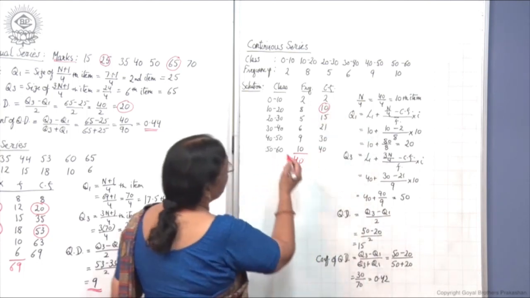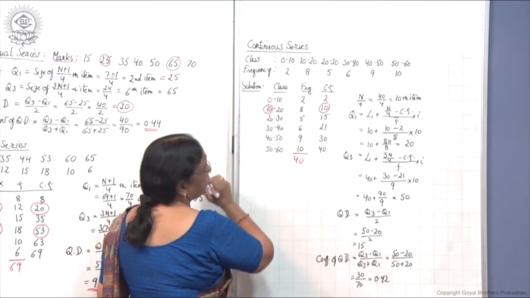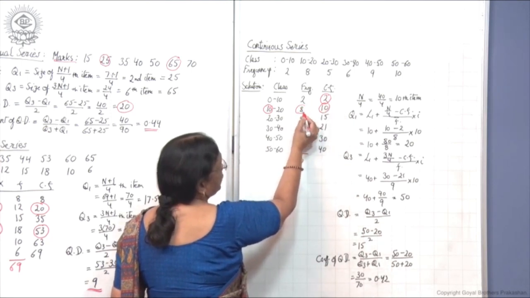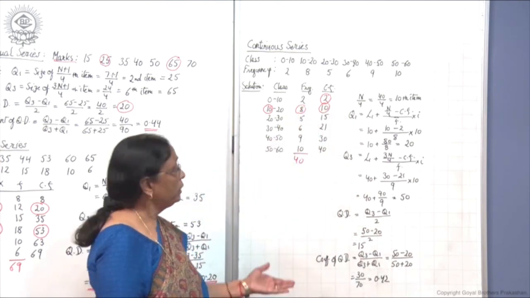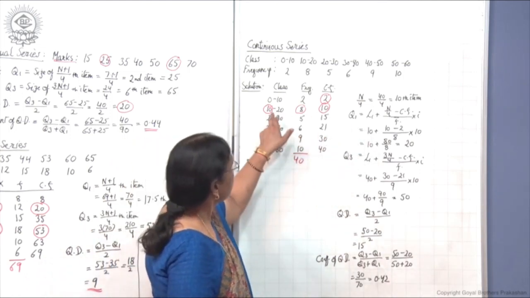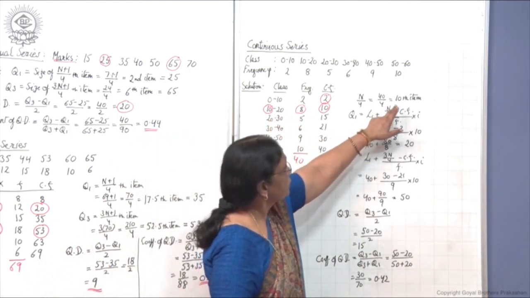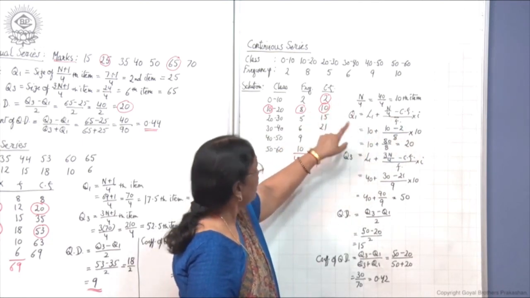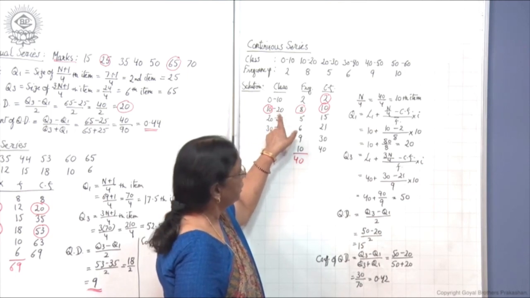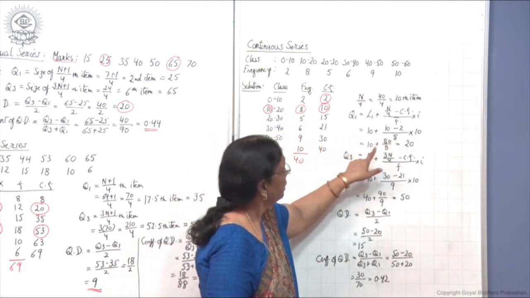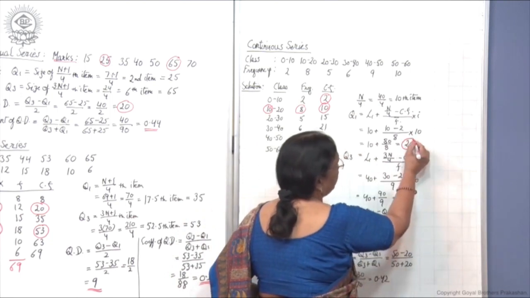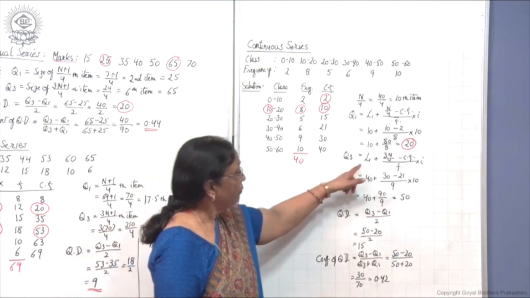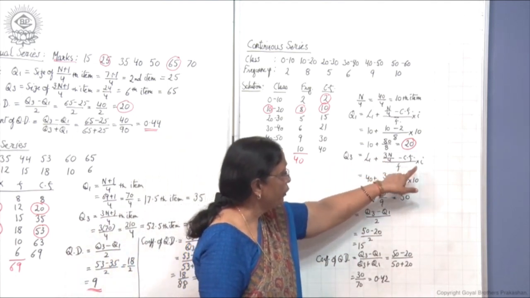Now L1 is the lower class limit in front of this, CF is the preceding cumulative frequency, F is this one, as you have done earlier. So L1 is 10, N upon 4 is 10, CF is 2 and F is 8. Class interval is the interval of this class, that is 10. Simplify it and Q1 is 20, right? Q3 is L1 plus 3N upon 4 minus CF upon F into I.